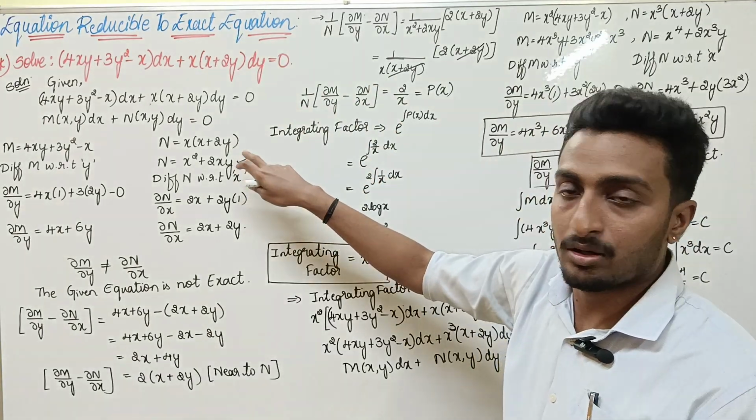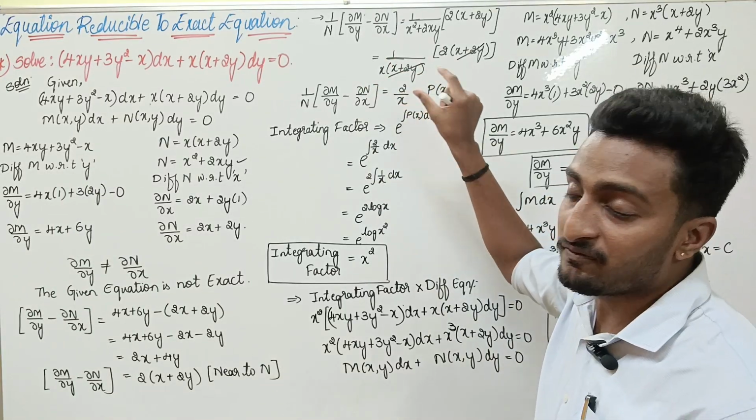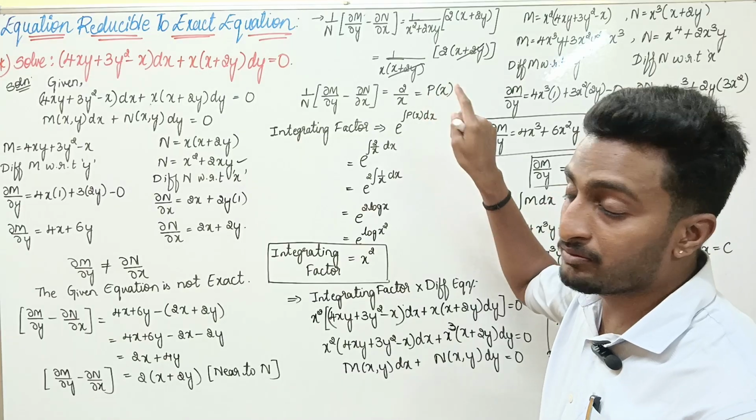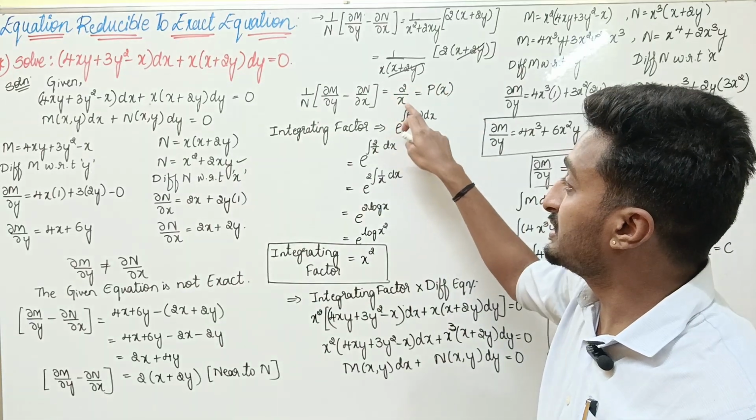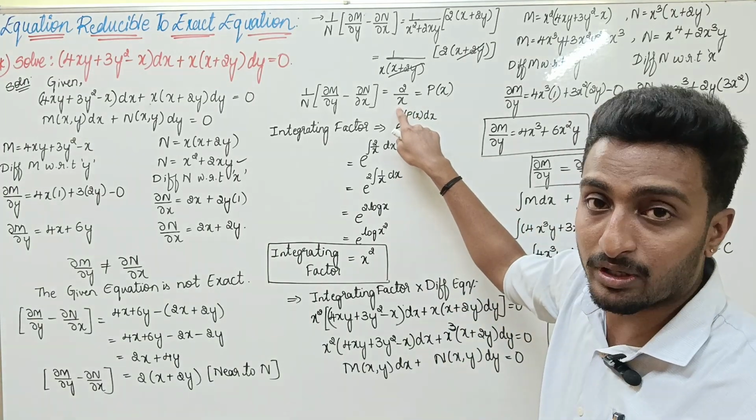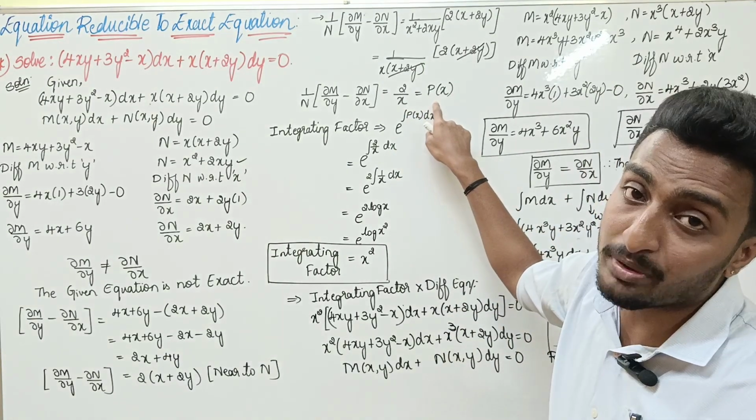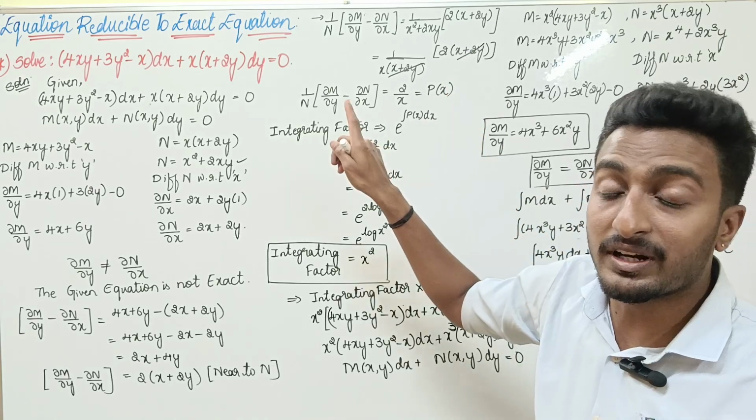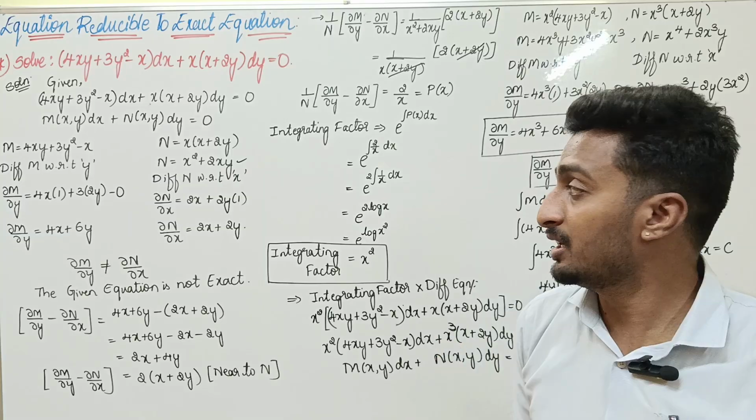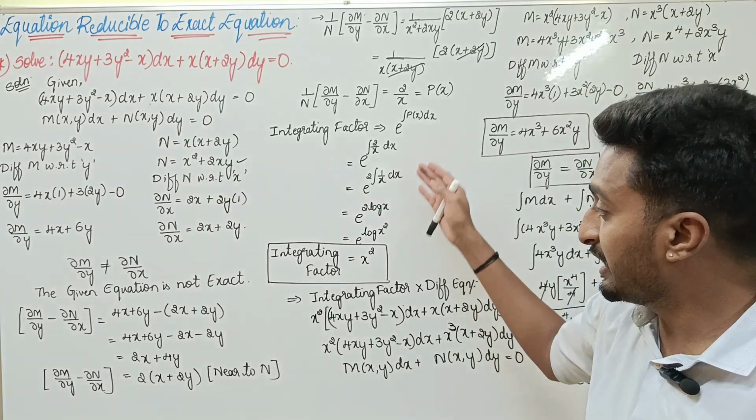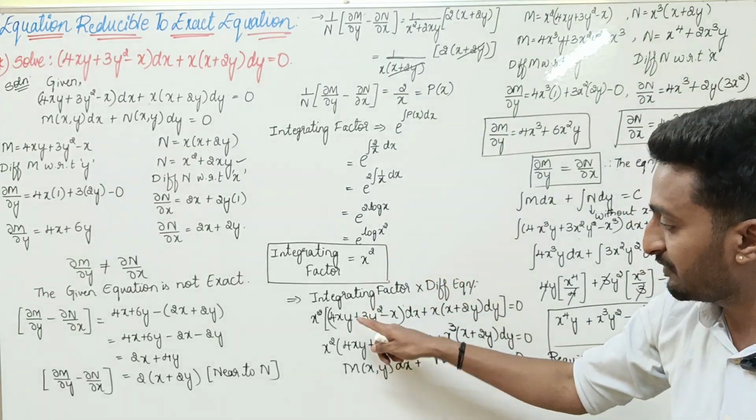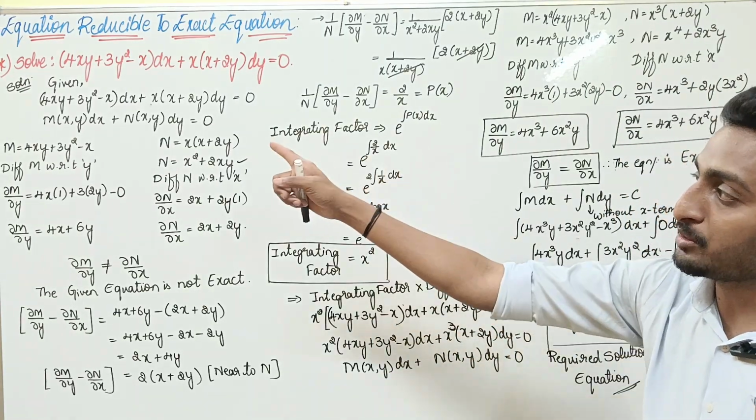After multiplying you will get some function with respect to P of x. We represent it as P of x because this should be defined with respect to x itself. After P of x, we are going to find the integrating factor. Integrating factor means e power integral P of x dx. Integrate step by step, you get the integrating factor. Multiply the integrating factor into the whole differential equation.